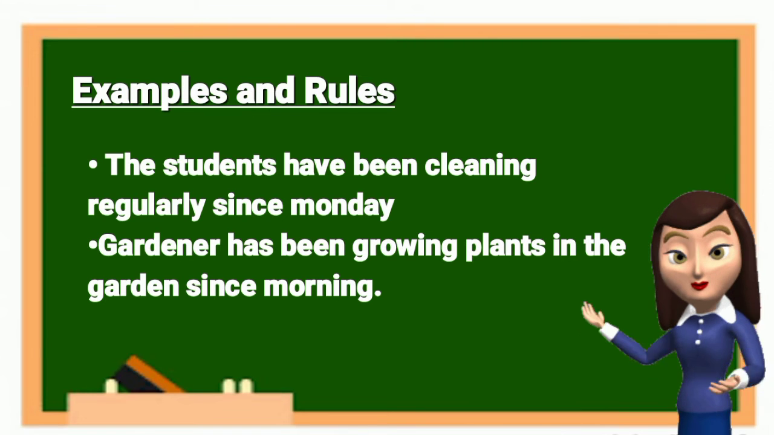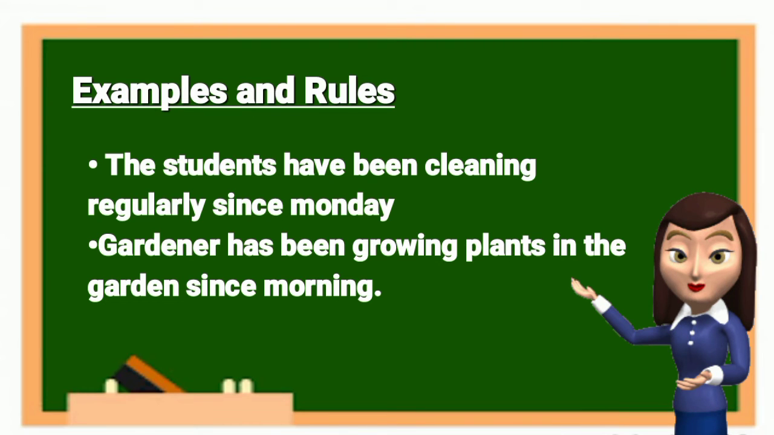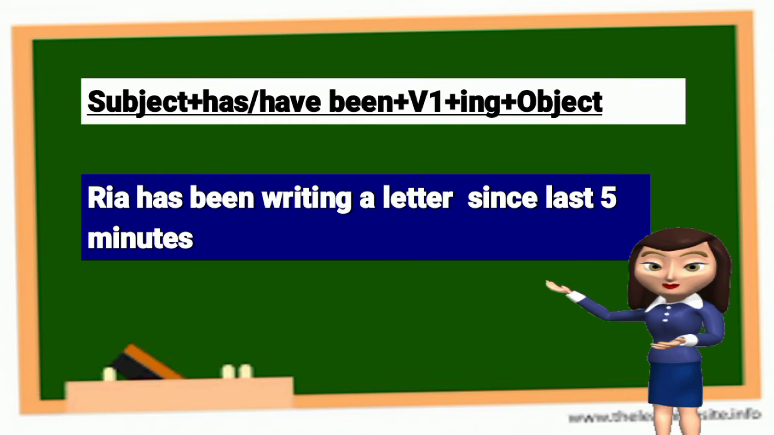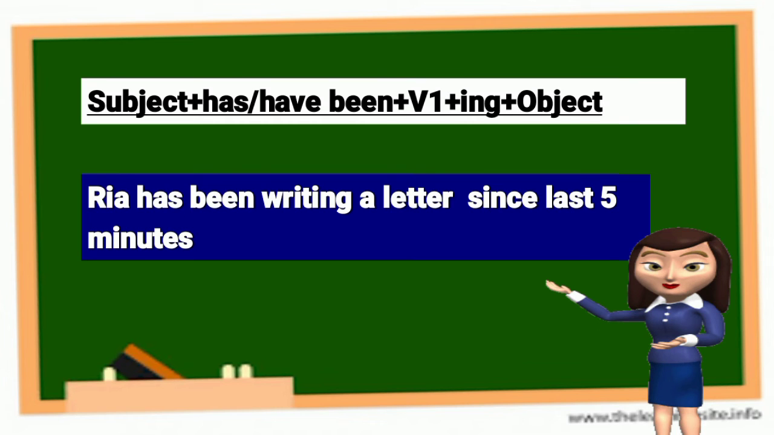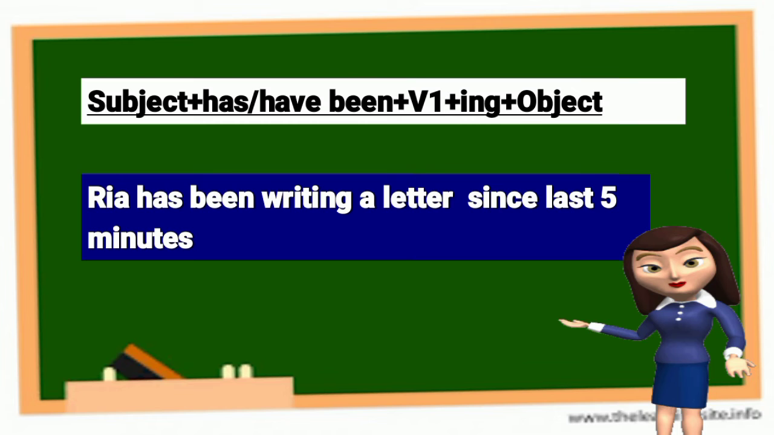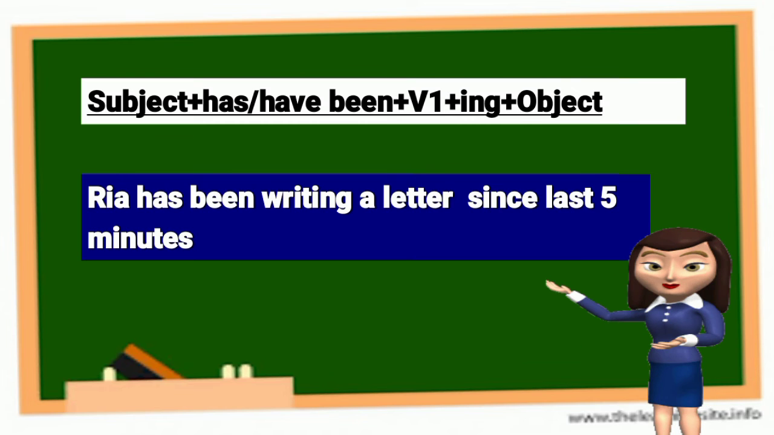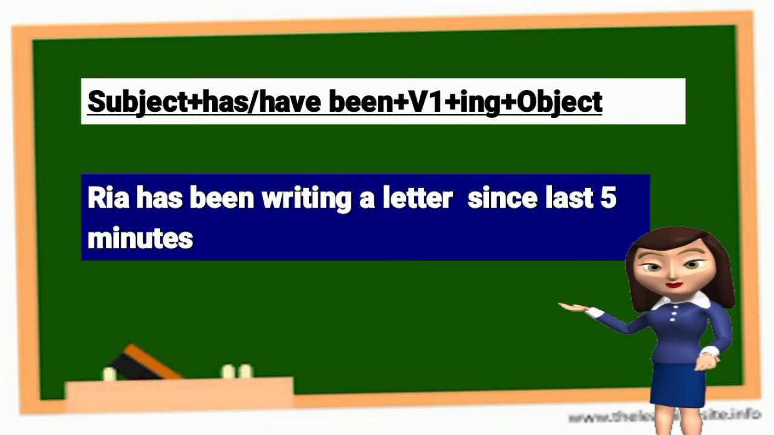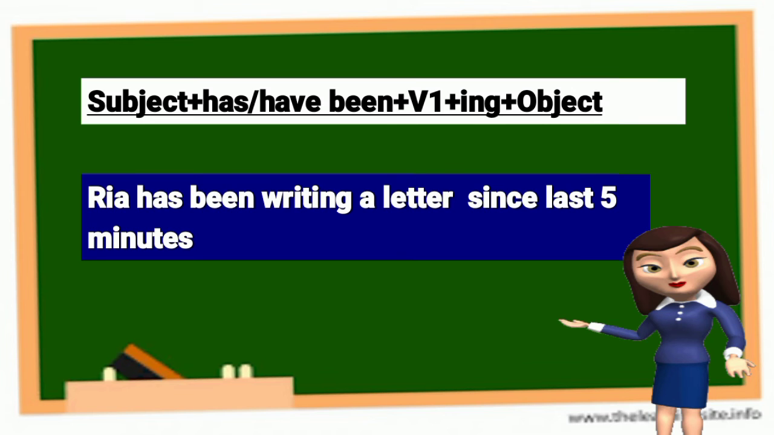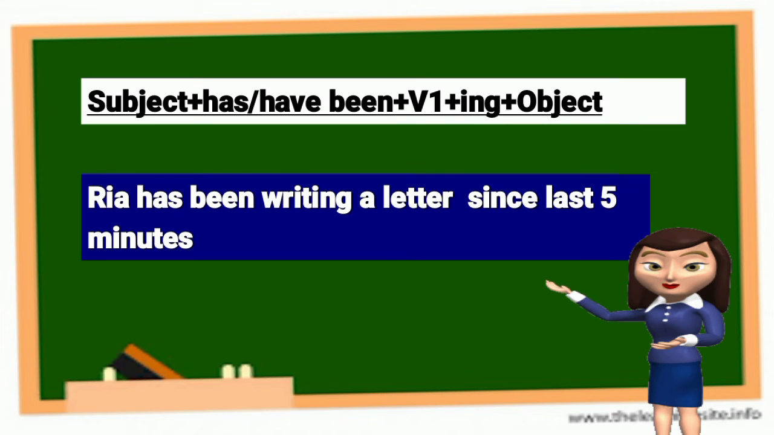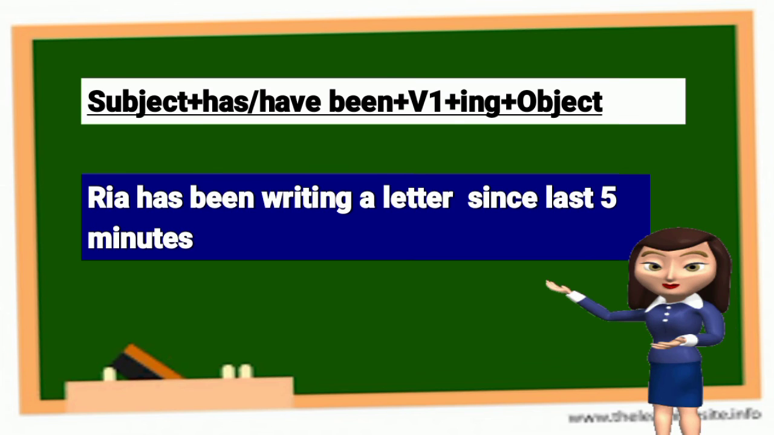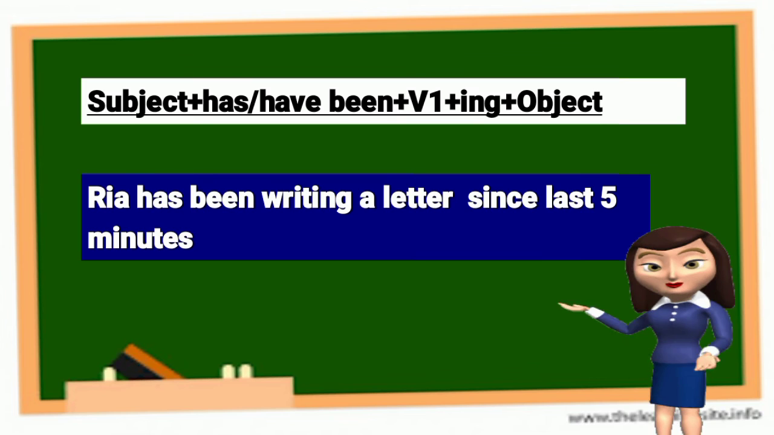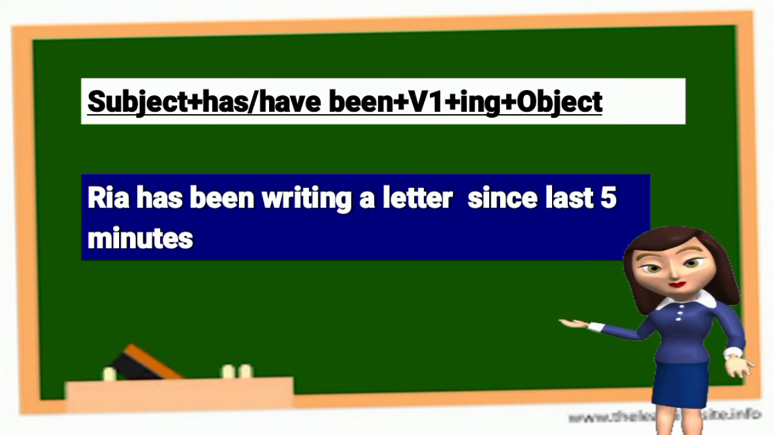And here is the rule of the present perfect progressive tense. Subject plus has, have been plus verb 1 plus -ing plus object. So our subject there is Ria, our helping verb is has been, our verb is write plus -ing, and our object is a letter.